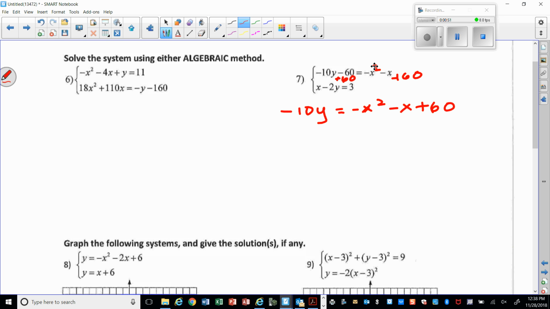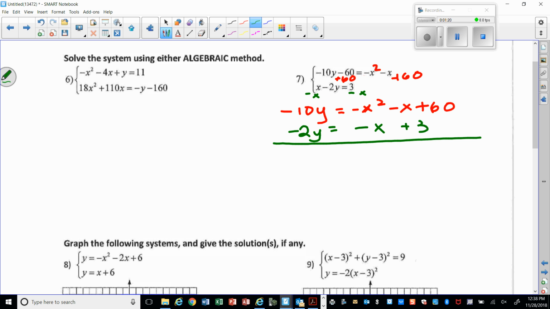All right, and then now for this one, I'm going to subtract x from both sides, and I get negative 2y equals negative x plus 3, right? So now this is not the only way. There's all different ways you can solve this, all right? So if you do it differently, then that's fine.